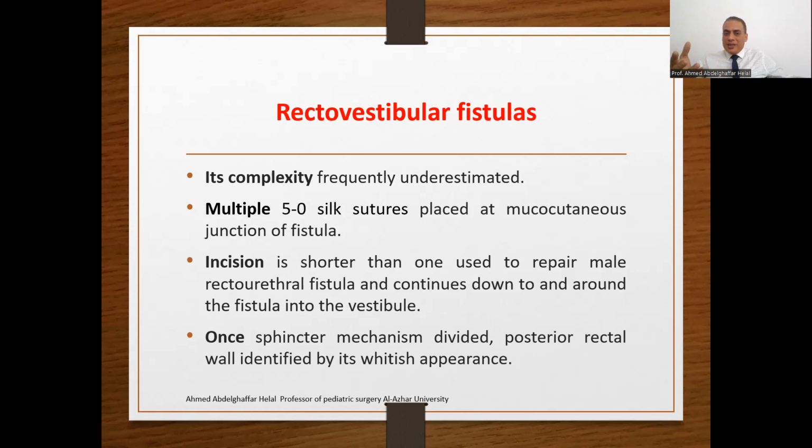We need to perform multiple sutures and perform an incision, which may be shorter than in the male rectourethral fistula. Once the sphincteric mechanism is divided, the rectum will be identified by its whitish appearance, as we discussed in the male anorectal malformation. Most cases of these may get infected. Most cases of these may not be correctly performed.